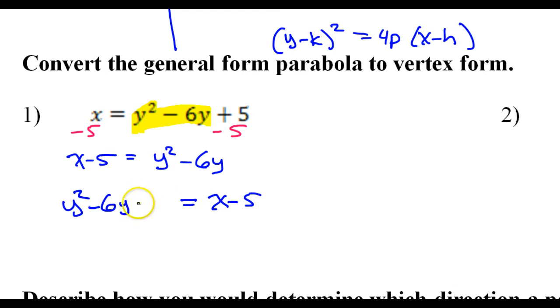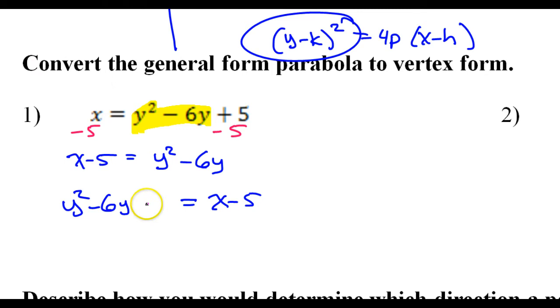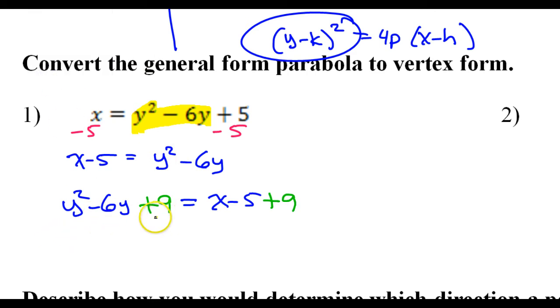Now I'm going to complete the square. That's how you make these parentheses happen. So half the middle squared. Half of 6 is 3. 3 squared is 9. So I'm going to add 9 on both sides. Make sure you do both sides. So if I factor this, completing the square guarantees that it's going to factor as the same thing twice. In this case, y minus 3 times y minus 3. Over here, I'm going to wind up with x plus 4.